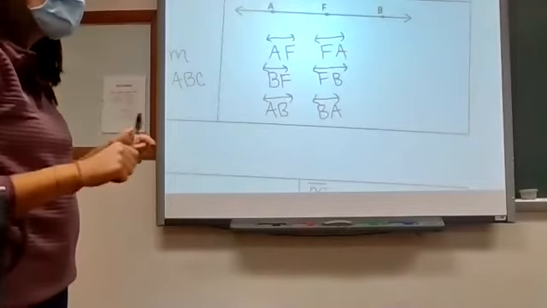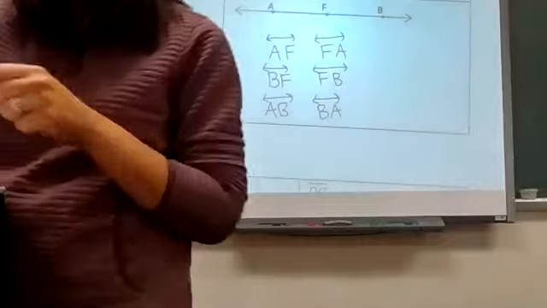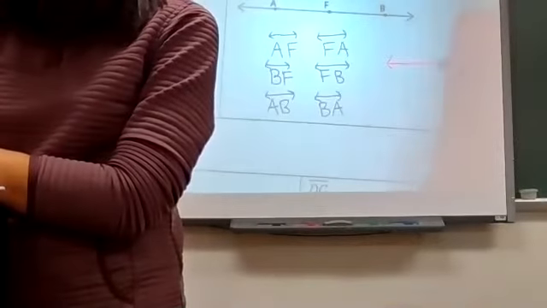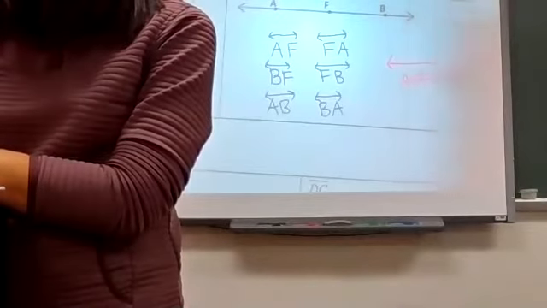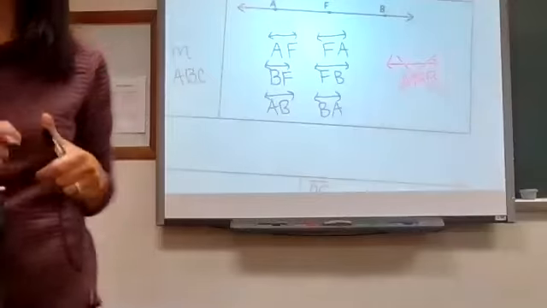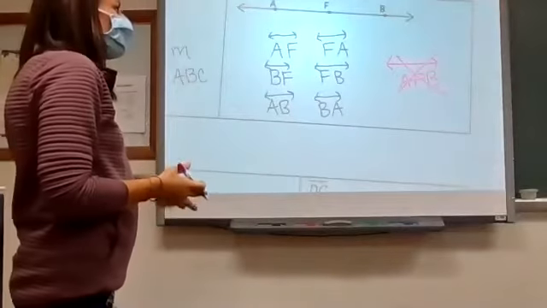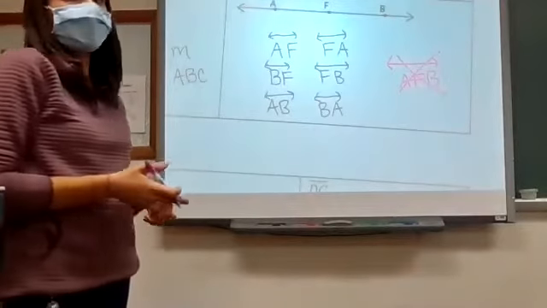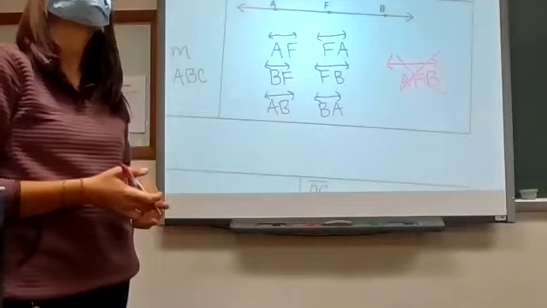What would be incorrect is if I wrote line AFB. That's a no, no points there. Okay, when I label a line, I only use 2 points. I never use more than 2 points.